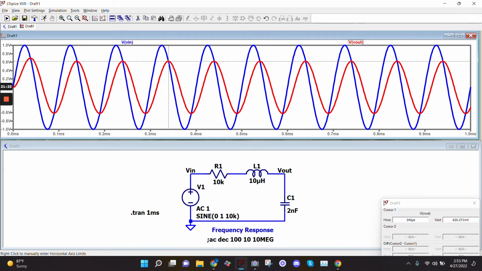Okay, so now let's go back to my paper. Well, let me draw the circuit. So I've got a sine wave, a resistor, an inductor, a capacitor. This is 2 nano, 10 micro.